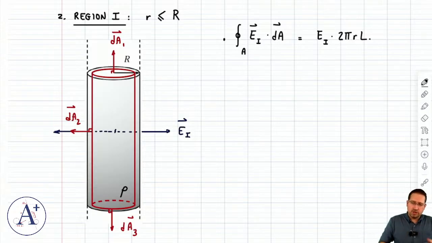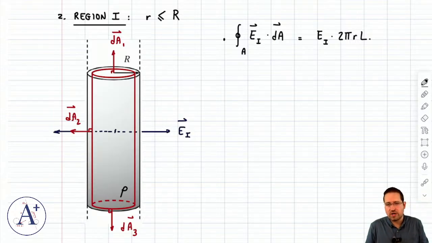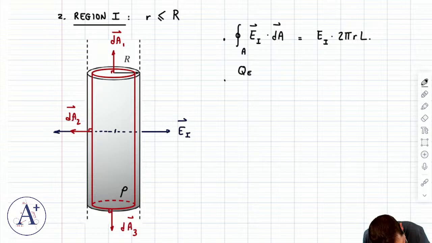That's what I'm saying. Once you get used to this, you can go very quickly because you know how to calculate flux through a cylinder or a sphere. Okay, there's no reason why it should be any different here than in the previous problem. However, Q enclosed, that is going to be a different story.